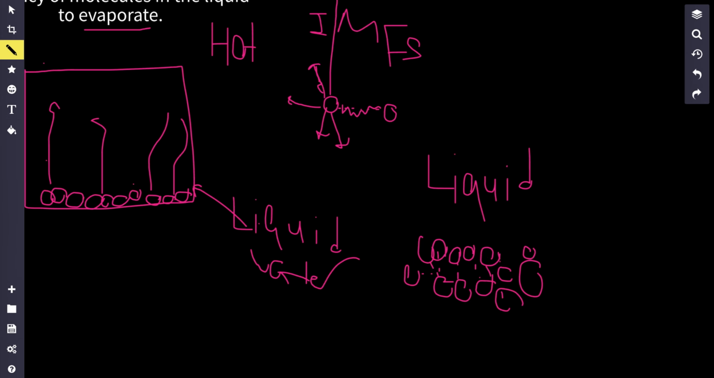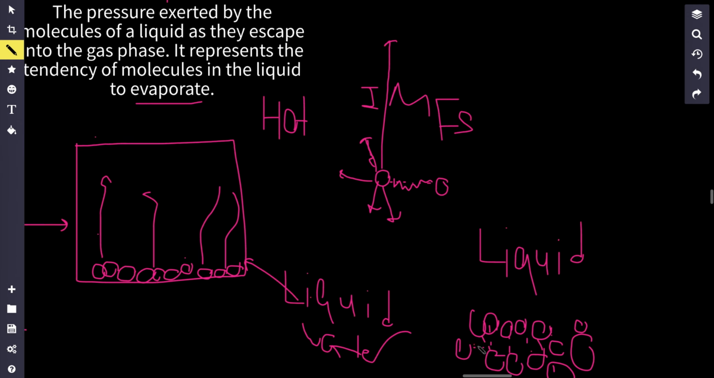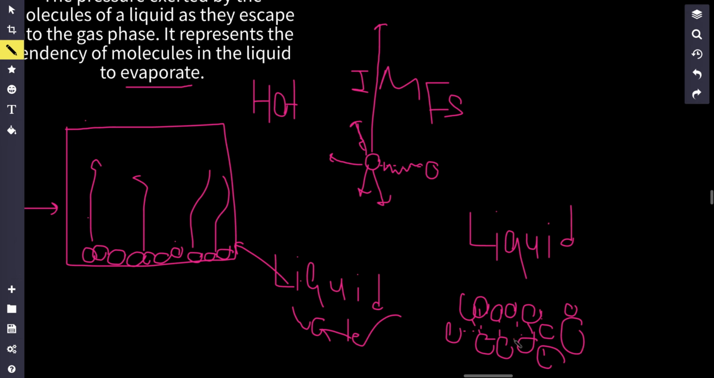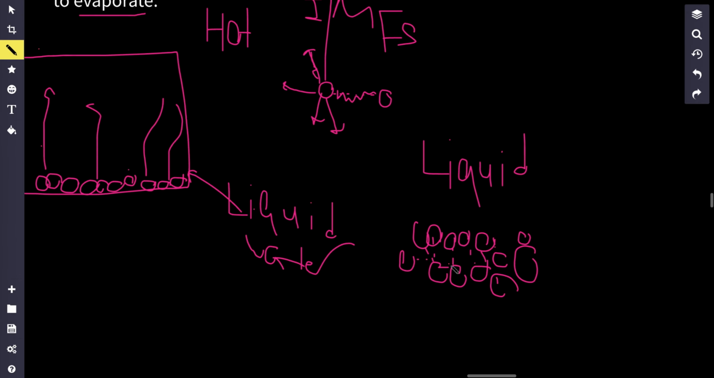A liquid is a state of matter where the molecules are close together, but they're not in fixed positions like a solid. So they're attracted to each other, but they're able to slide past one another. However, if you break the attractions between the water molecules, then that's when you become a gas. That's when it becomes a gas, when you're able to break all of these forces of attraction.